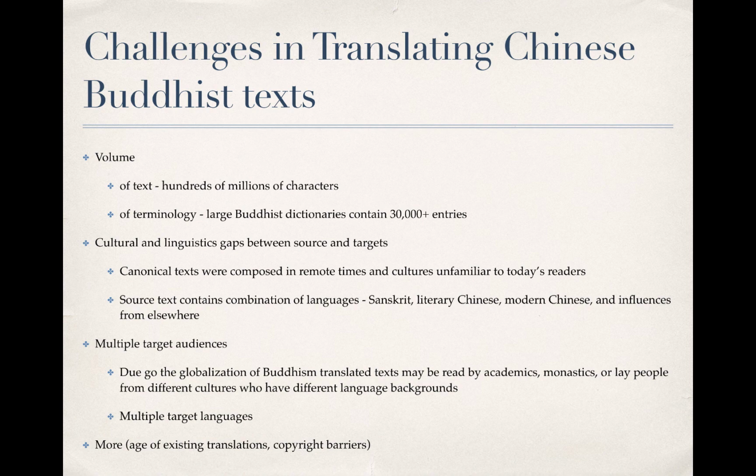Multiple target languages, we're mostly talking about English, and multiple target audiences, so we have academics, monastics, and Buddhist lay people, and these can come from different cultures and language backgrounds. In particular, the main groups translating from Chinese include Vietnamese, Korean, and Japanese, in addition to English. So multiple target languages. There are other problems besides that.